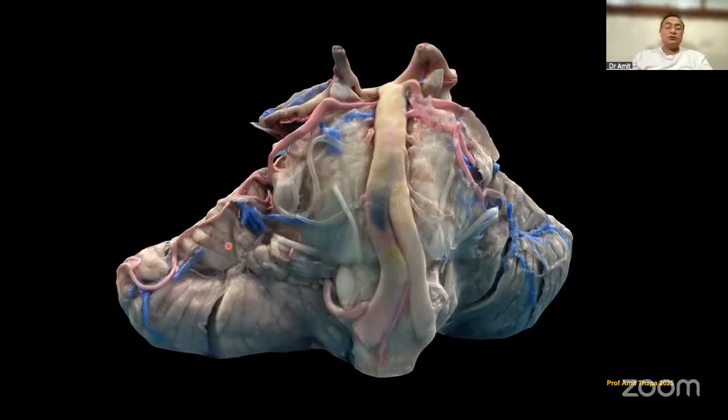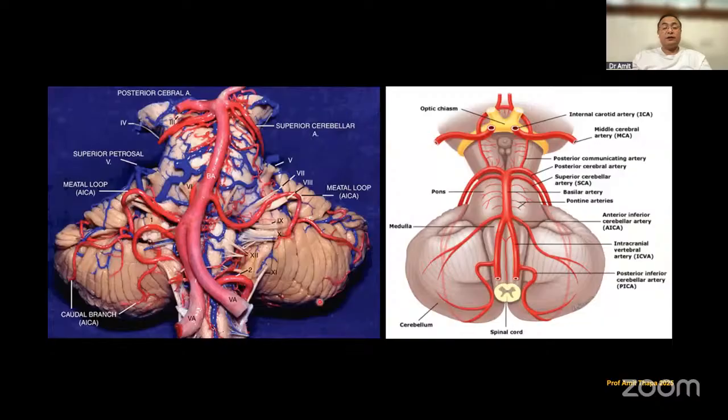Now, coming to the vasculature, the vertebral arteries join together to make the basilar artery, and the basilar artery makes an impression over the ventral surface of the pons, also known as the basilar impression. And as you can see, the basilar artery goes and divides into the posterior cerebral arteries. The superior cerebellar artery comes out as the second branch below, and then the AICA and the PICA come out below. So these are the different branches.